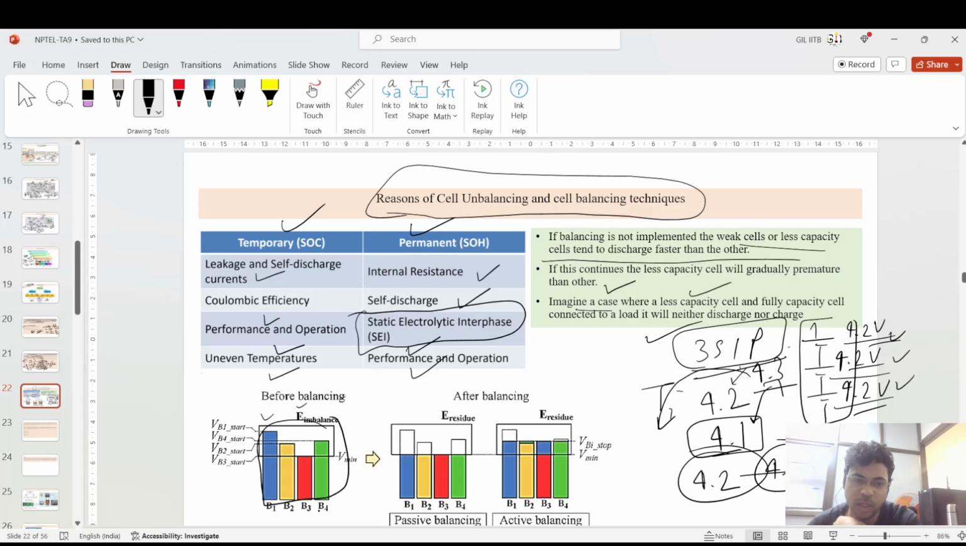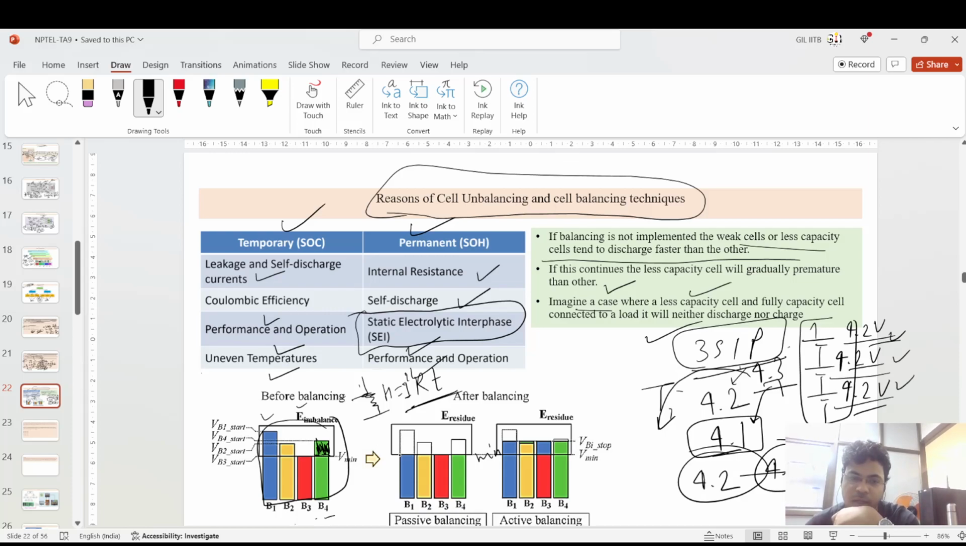So there are two types of balancing, that is active balancing and passive balancing. Before balancing, you see that there are four cells, B1, B2, B3, B4, and after that we do passive balancing. In passive balancing, we dissipate the extra charge across a resistor, which is in the form of heat, that is the I squared R loss. Okay, and how it is done, it is done down to the minimum level of cells.